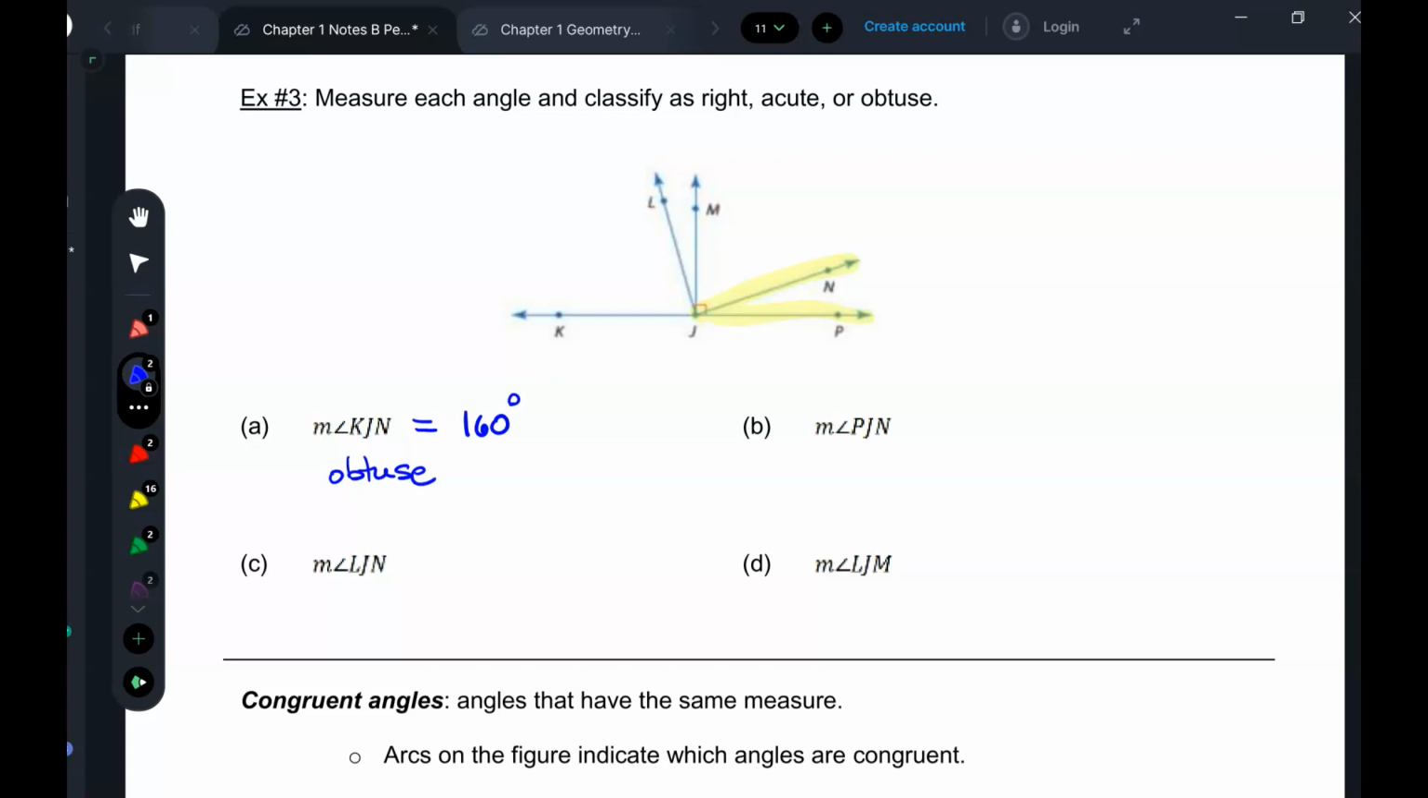Okay, what do you think? Like 30. I think I'm going to fail this quiz. About 30 degrees? Is it a right angle, an acute, or obtuse?